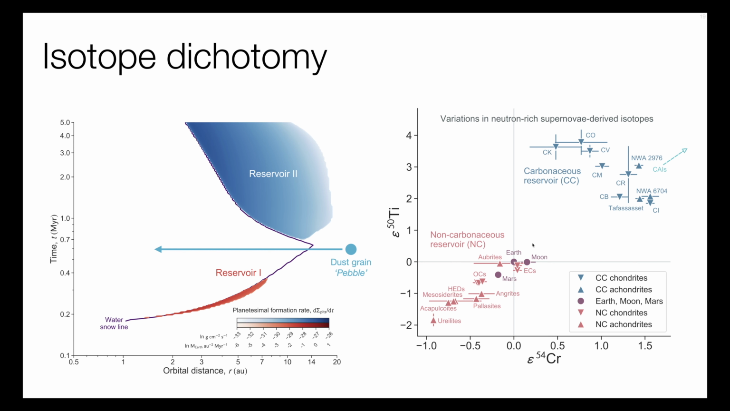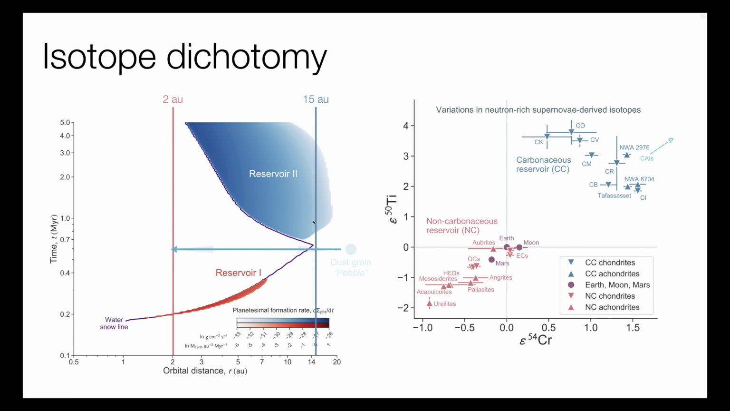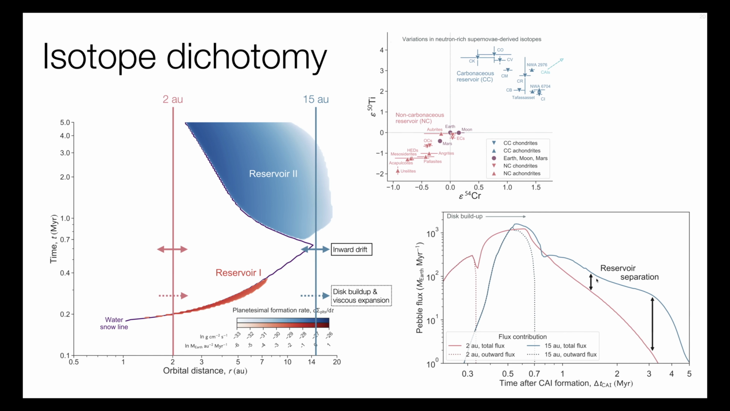To investigate dust redistribution in the context of the disk scenario I explained earlier, we quantify the pebble flux at 2 and 15 AU. This is what you see in the bottom right here. The pebble flux at 2 AU is the red line, and the pebble flux at 15 AU is shown in blue. These orbits are roughly representative of Reservoir 1 or Reservoir 2.